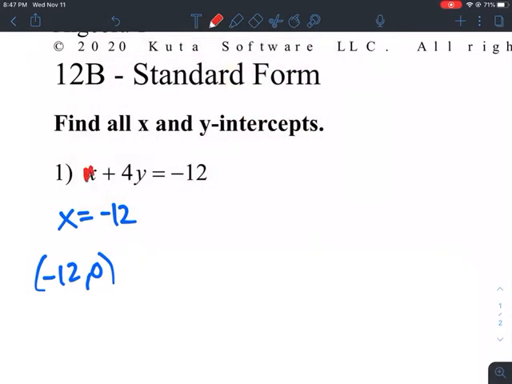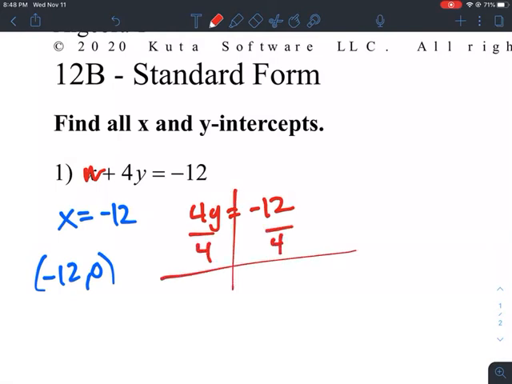For the y-intercept, I plug in 0 for x, and I get 4y equals negative 12. So to get y by itself, the only thing I have to do is divide by 4. It makes one-step equations, which is kind of nice. So my y-intercept is the point 0, negative 3. Please remember that intercepts are points. They're not just numbers. So it should be a coordinate pair with an x and a y.